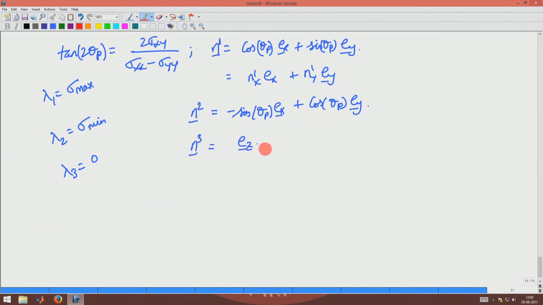So, what you have seen is how to find the extremum normal stresses. In the next class, you will see how to find the extremum shear stresses, and then how to find the shear and normal stresses on a plane called the octahedral plane. And that will complete the stress analysis.